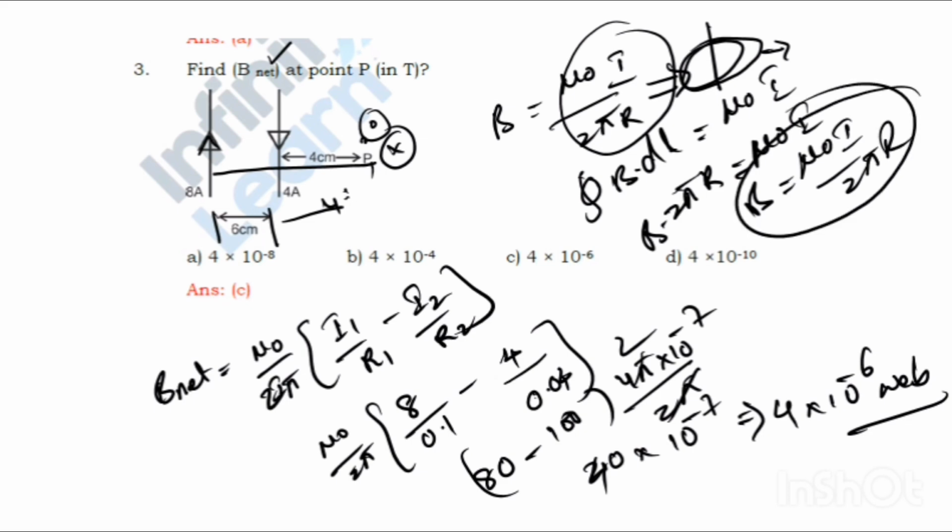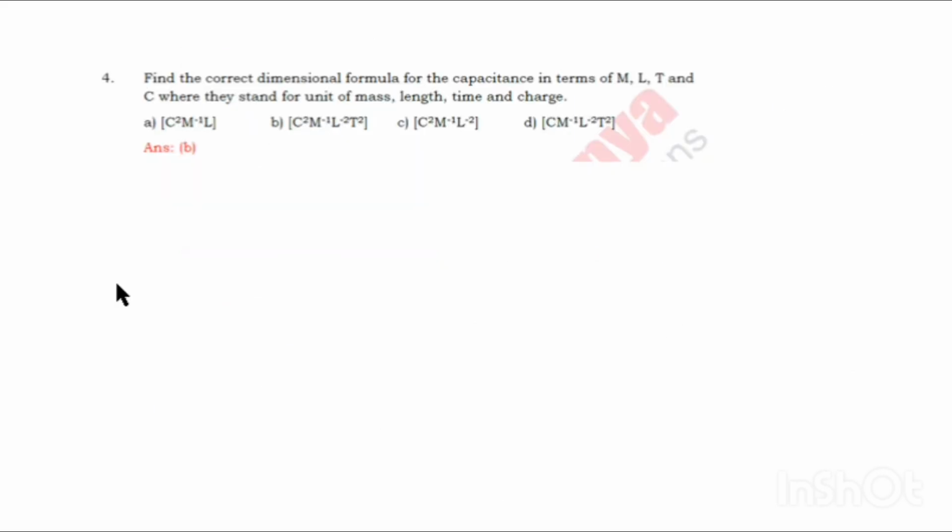Next question is: find the correct dimensional formula for capacitance in terms of mass, length, time and charge. Now we know Q equals CV. The charge on the capacitor is the capacitance times the voltage across the capacitor.